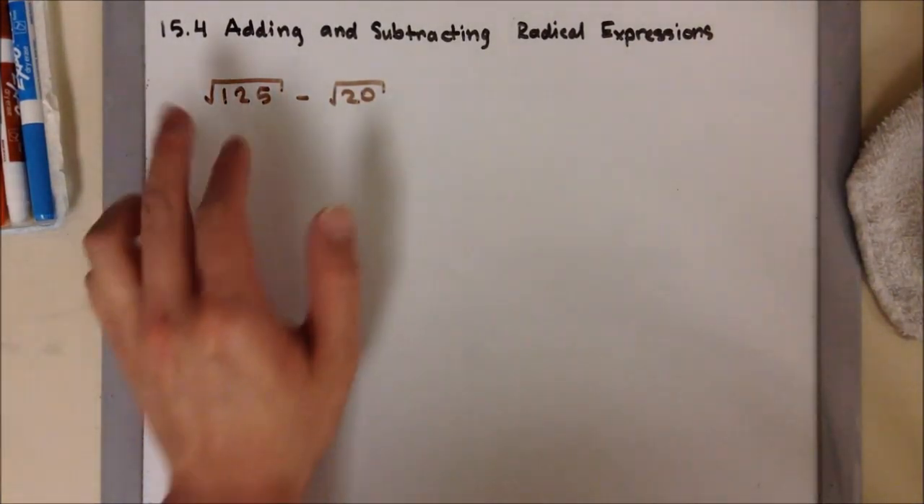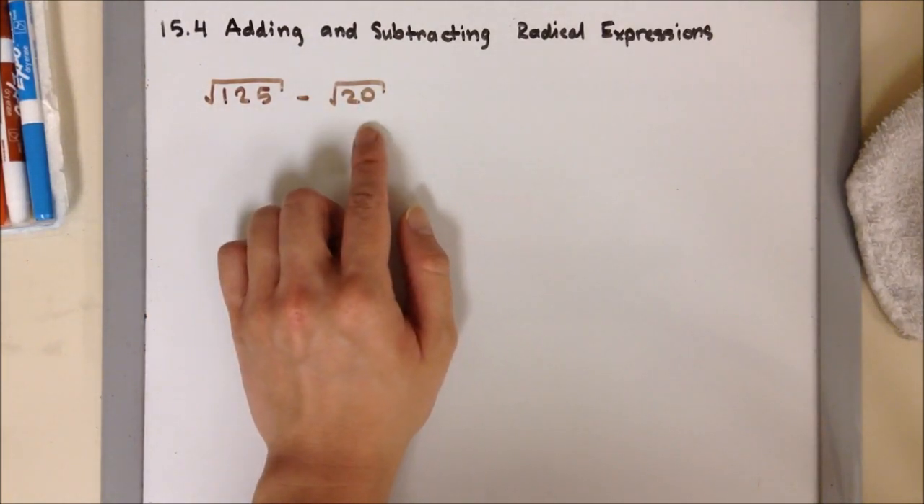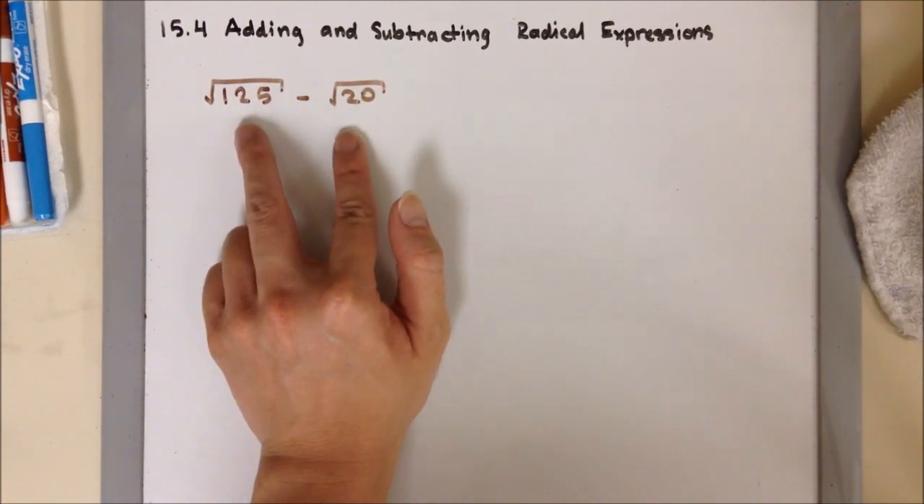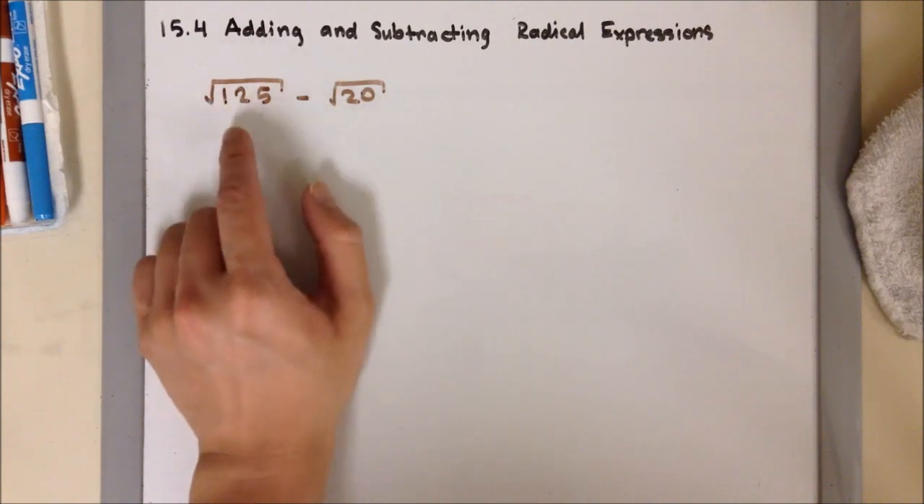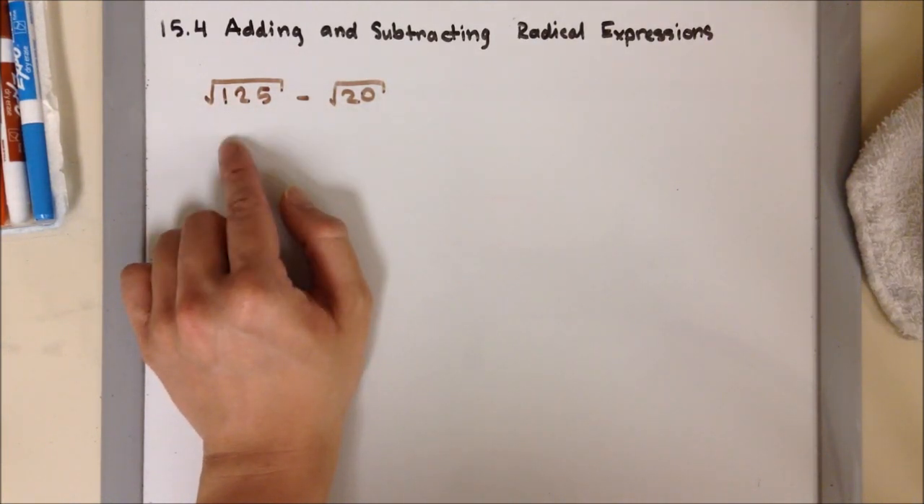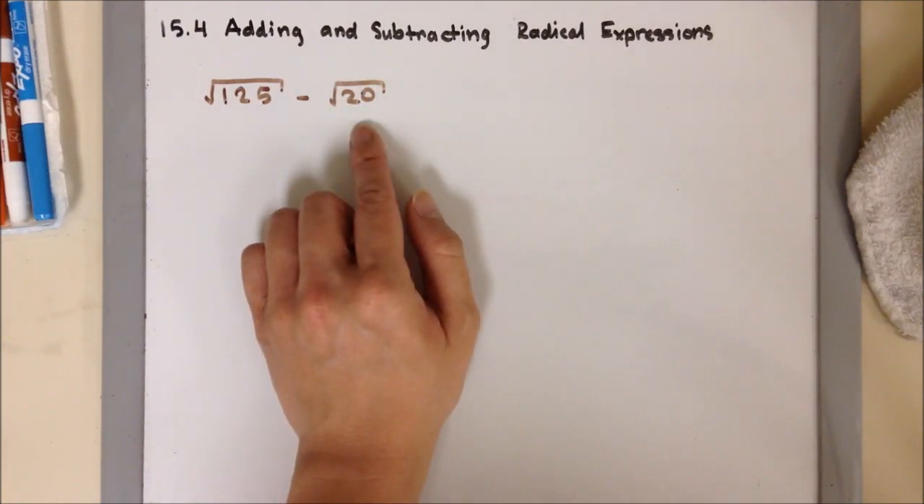In this example, we have the square root of 125 minus the square root of 20. So, closely examine these two radical expressions. I know that they are not in simplest form because we can break up 125 where one factor would be 25, that's a perfect square number. Whereas we can break up the square root of 20 into two factors where one can be 4, which is also another perfect square number.